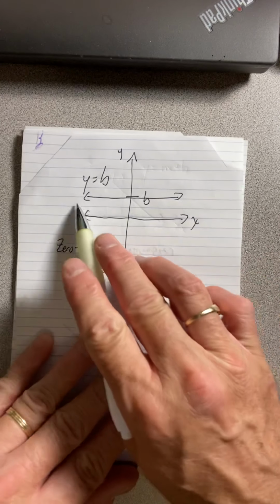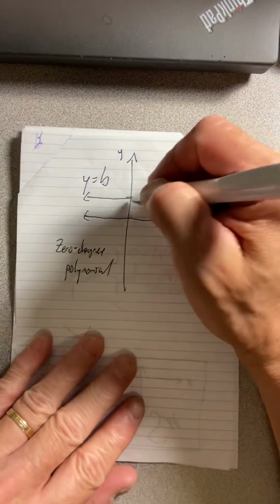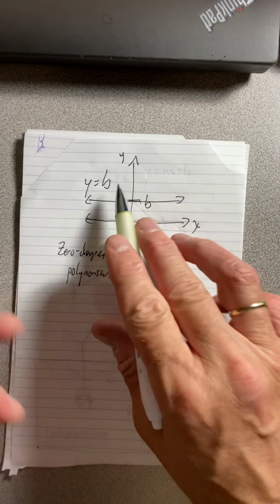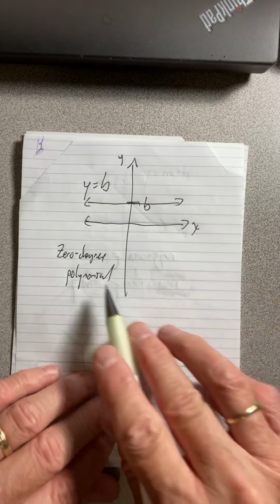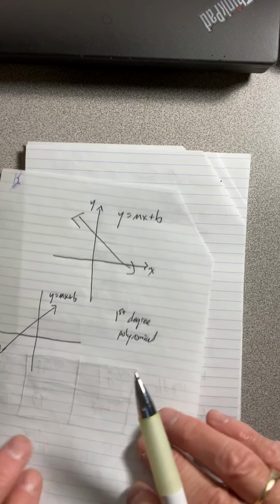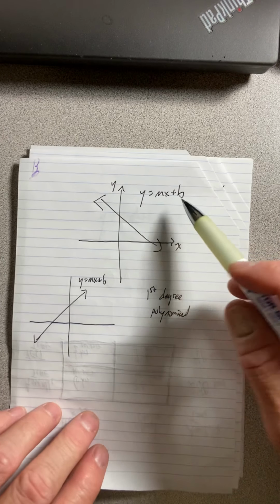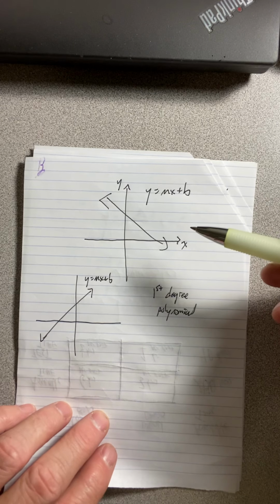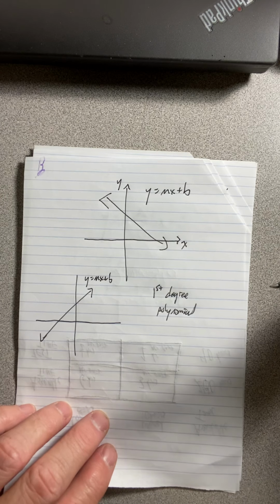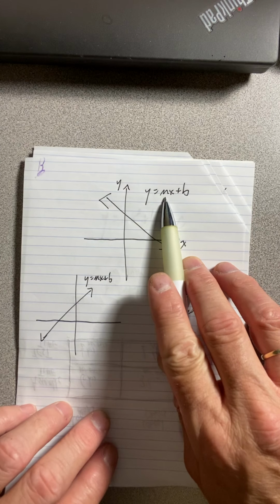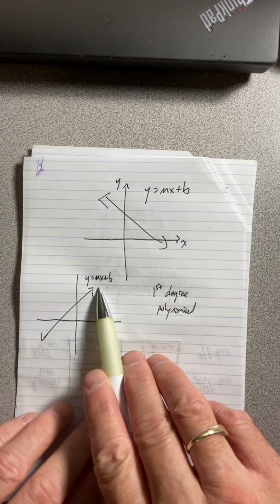Constant functions are always the same number, like y equals b, or y equals 5, y equals -2. They're flat lines. Those are 0-degree polynomials. Lines in y equals mx plus b are first-degree polynomials. Which one of these has a negative slope? You should be able to tell me. This one has a slope m that's less than 0. This one has a slope that's greater than 0.